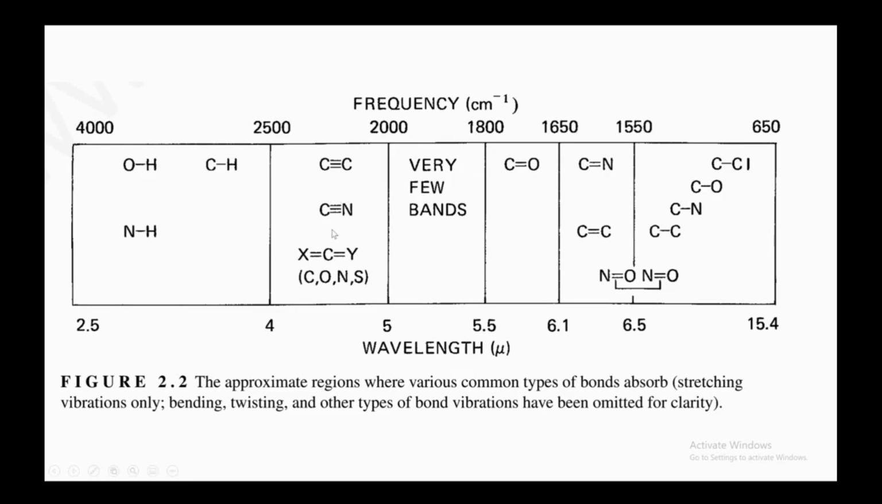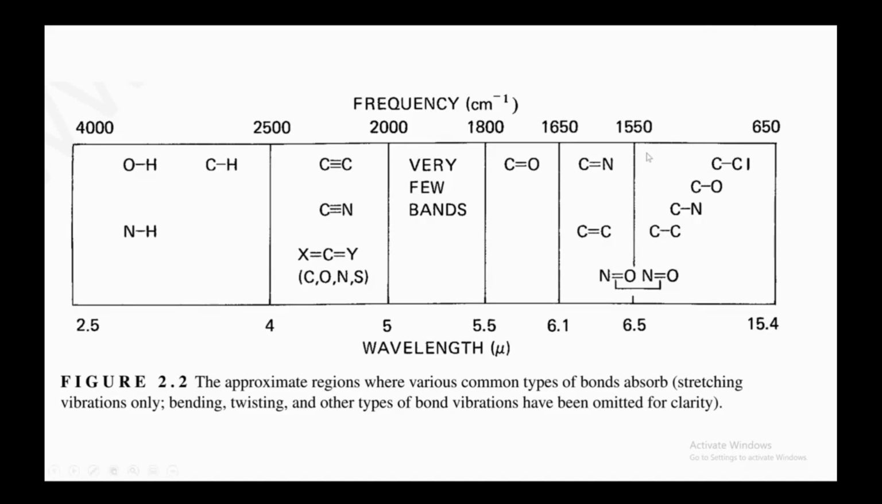So if you see a peak around 2000 to 2500, that could be due to a triple bond between carbon and carbon or between carbon and nitrogen. Very few bands appear from 2000 to 1800, but if you see a peak around 1800 to 1650, that could be due to a carbonyl group. And if you see a peak from 1650 to 1550 in the IR spectrum, that could be due to benzene, carbon double bond nitrogen, or carbon double bond carbon, that is alkene.